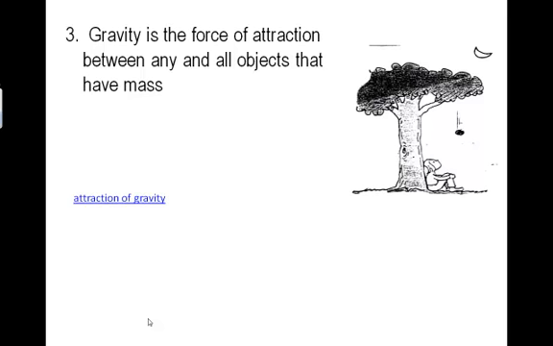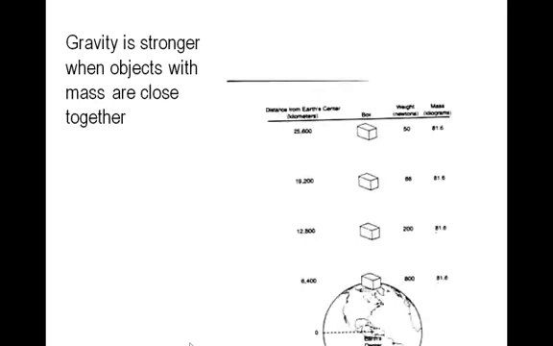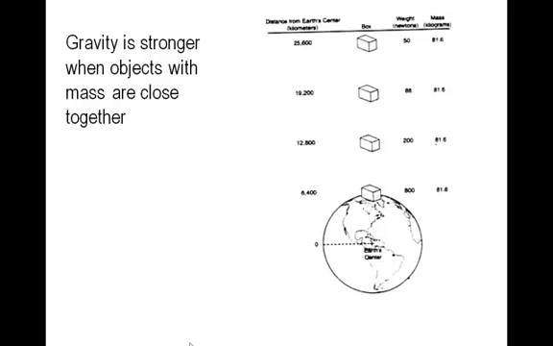So attraction between two objects is called gravity. Gravity is stronger when the objects with mass are close together. You can see this box falling from space as it gets closer to Earth. Look at its weight as it gets closer to Earth.